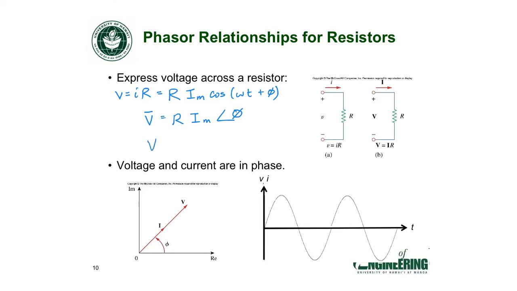Or if I just wanted to write everything in that phasor notation with the bar above it, it's still Ohm's law. We just have phasor representations for voltage and current. By the way, your book uses a bold capital letter for phasors. It's hard for me to write a bold capital letter, so I'm using the line above the variable to indicate a phasor.